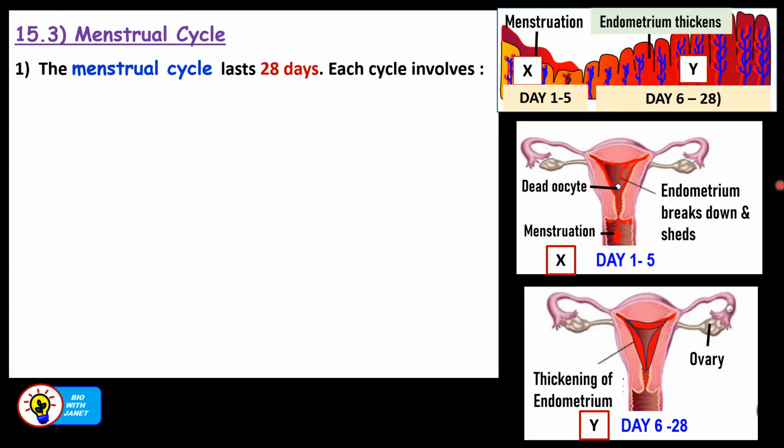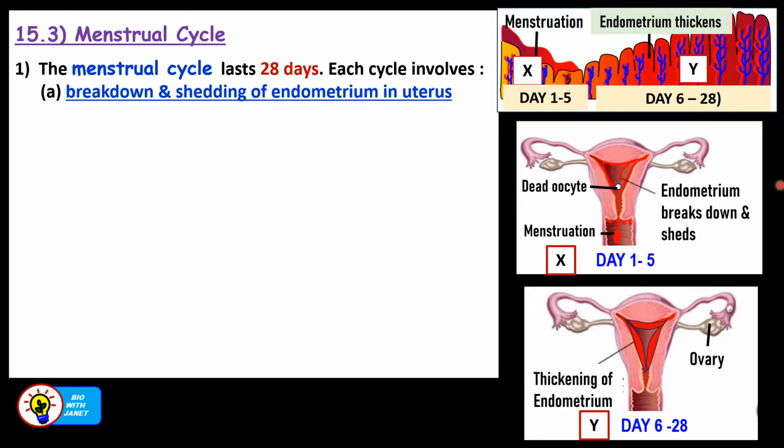So in each cycle, 3 main events occur, which are A, the breakdown and shedding of the endometrium, or the lining in the uterus here that's made out of blood and tissues. And when it breaks down, it will come out as a menstruation. That is the flow of blood and tissues out from the body. And generally we just call that bleeding, right? So this occurs from day 1 to day 5 in the menstrual cycle, in which the first day of the menstrual cycle is when the bleeding begins, right?